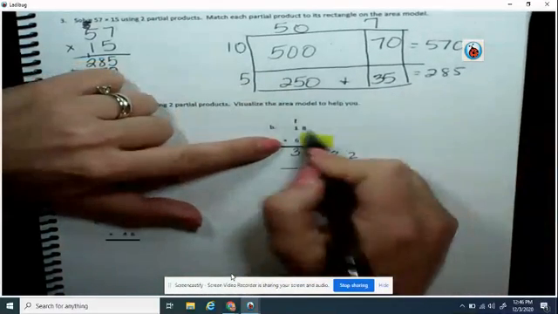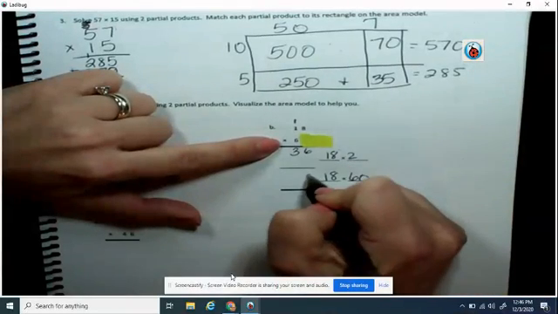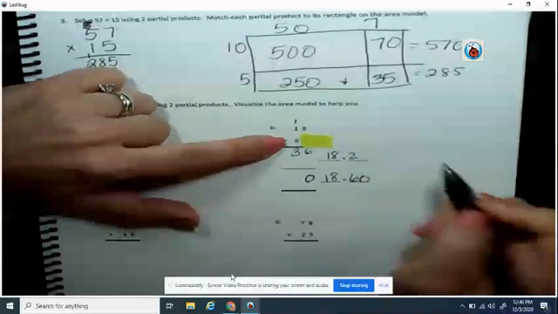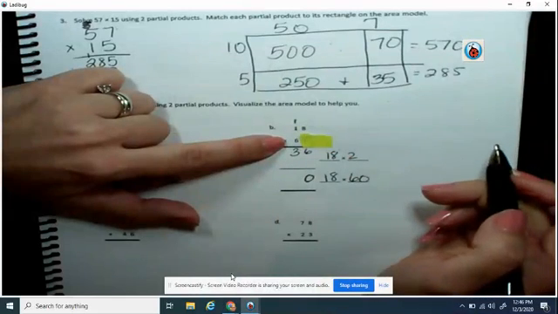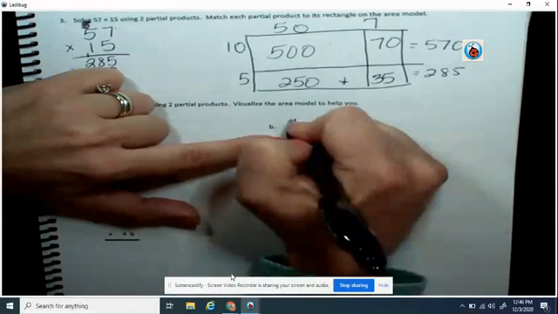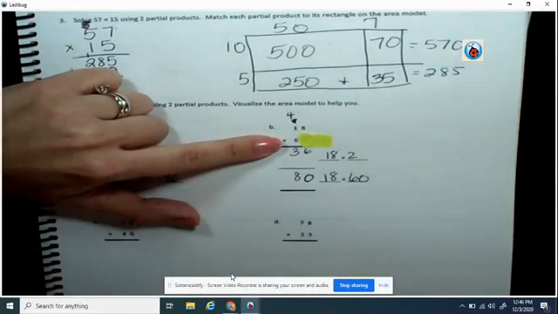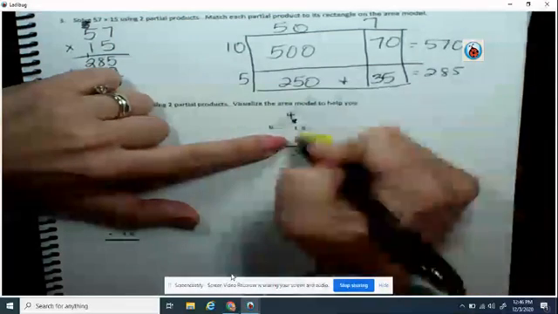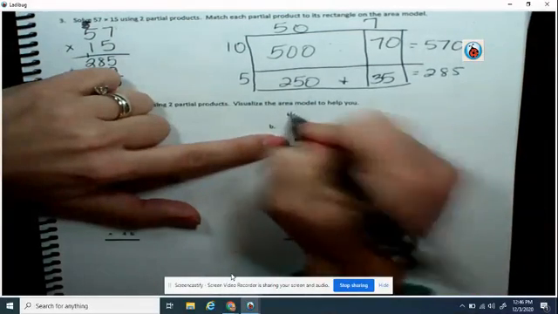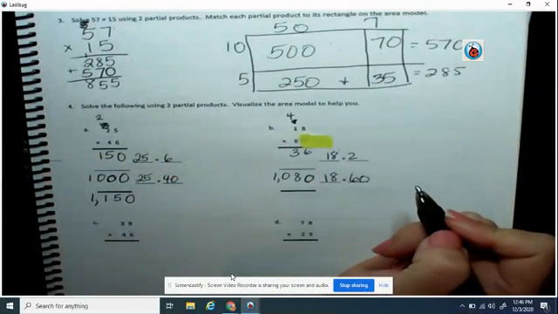Moving over, now I'm doing 18 times 60. When I multiply by a 10, I put a 0 on the end. 8 times 6 is 48, so I'm going to put an 8 here. I forgot to clean my house, put the 4 up there. 1 times 6 is 6, plus 4 more is 10. So I've got 1,080.